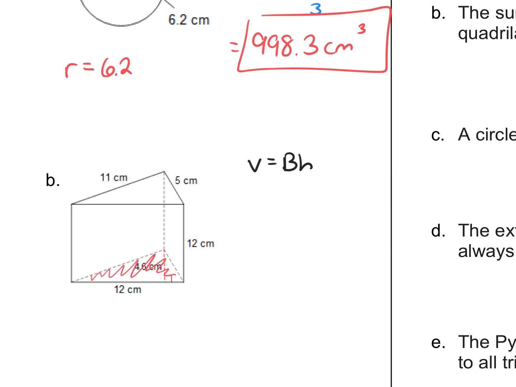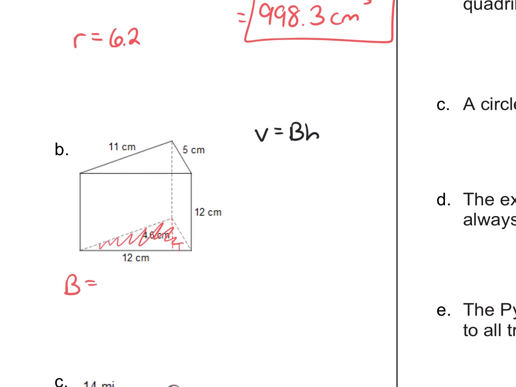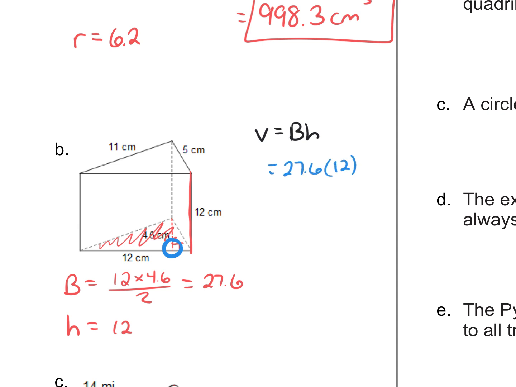How do we find capital B? Area of the base shape, which is a triangle. So we have to do base times height divided by 2. What's the base and the height? 12 and 4.6. If we do that, we get 27.6. What is the height? Yep, height connecting the 2 bases, 12. What do I do with those 2 numbers? Yep. If I do that, final answer, we get 331.2 centimeters cubed.